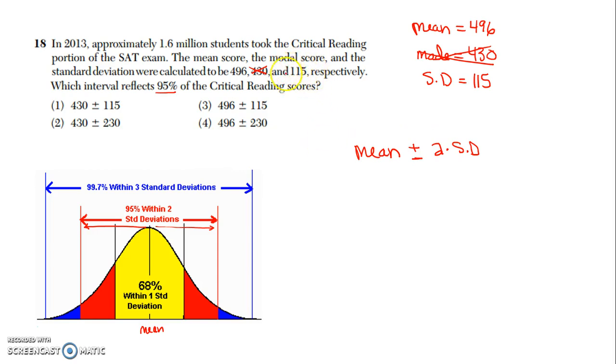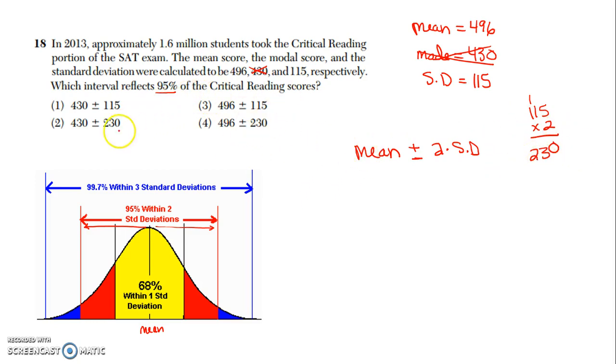So your standard deviation is 115. And if it's 95%, you need 2 standard deviations above and 2 standard deviations below. So you have to take your 115 times 2. 5 times 2 is 10, put down a 0, carry 1. 2 times 1 is 2, and 1 is 3. 2 times 1 is 2. 230 must be 2 standard deviations.